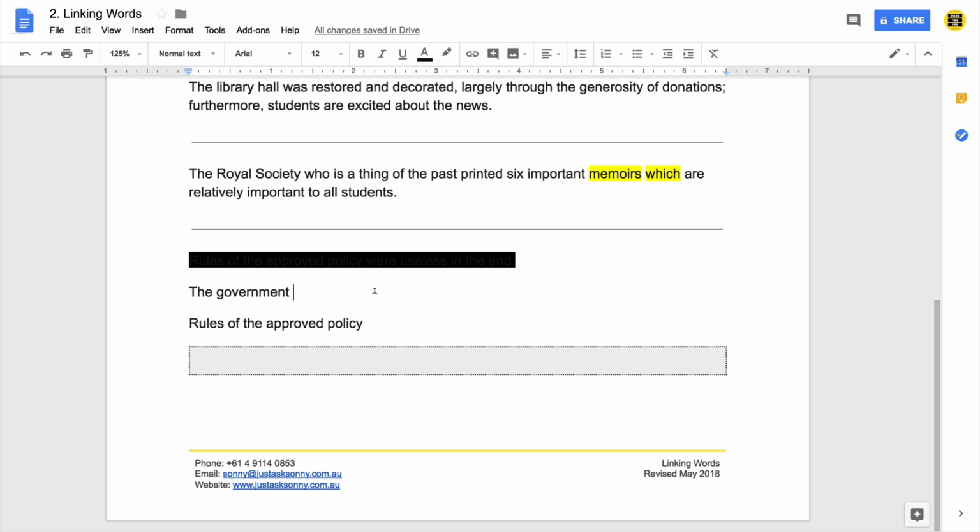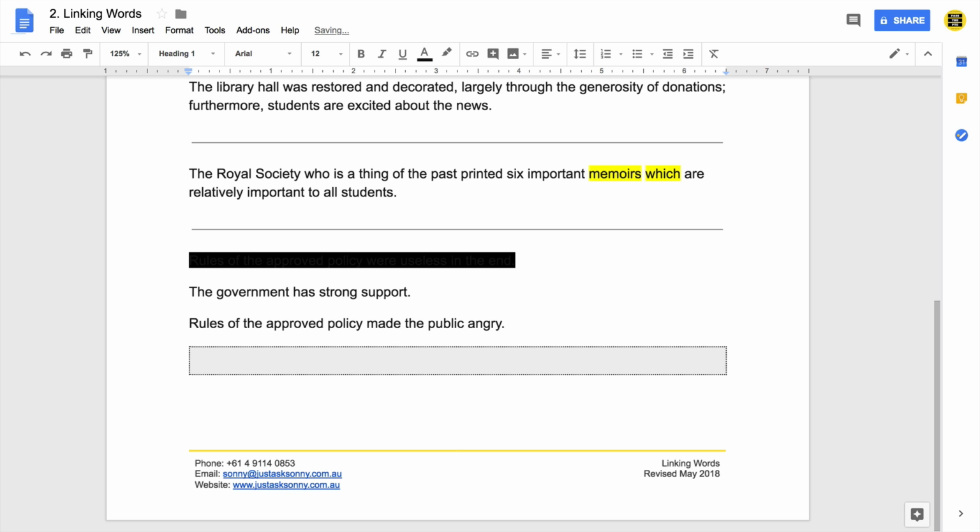So this is what I would write. I would say the government has strong support. Oops, spelling. Support. So the government has strong support. I guess it depends on which government you're talking about and who you're asking. But again, it doesn't matter what we write. So the government has strong support. That's one sentence. The next one I need to write is rules of the approved policy made the public angry.